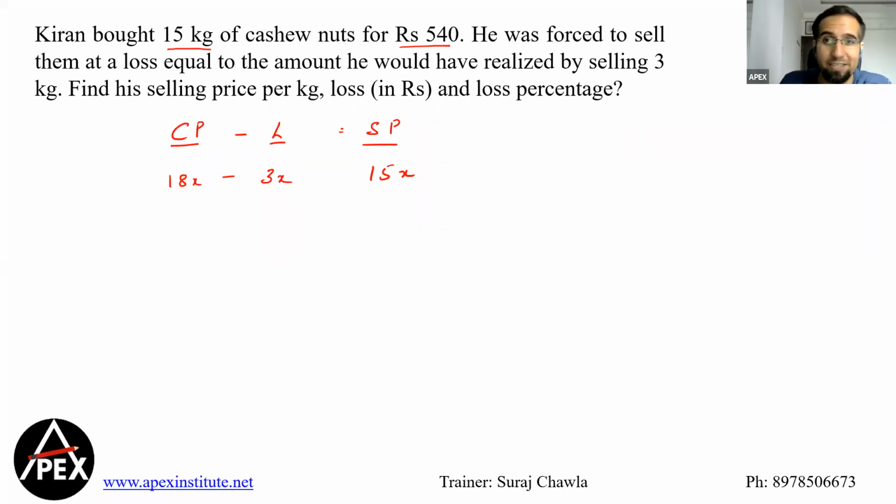This gives you all the answers. This makes your job pretty easy. Now let's solve the loss percentage. Loss percentage is loss by CP into 100. What does that come to for us? 1/6, right? 16.66%. Is this clear?